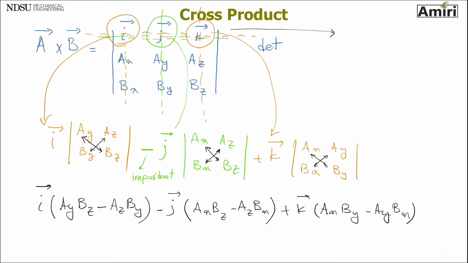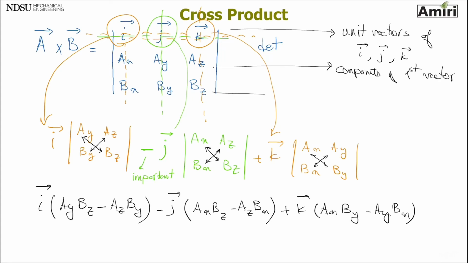So first line, unit vectors of XYZ, Cartesian unit vectors, components of the first vector, components of the second vector. And as you can see in my final answer, I have I, J, K, and that's okay, because the cross product of two vectors is a vector. In the next lectures and videos, I will explain how we're going to use the cross product of two vectors in our course. Thank you.